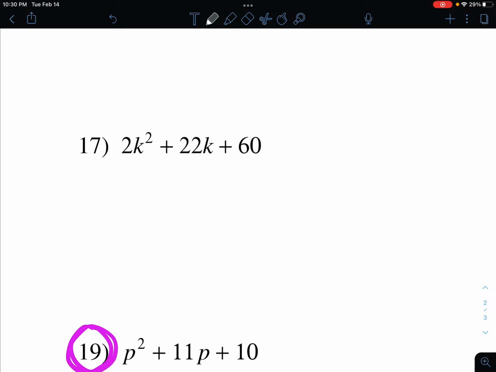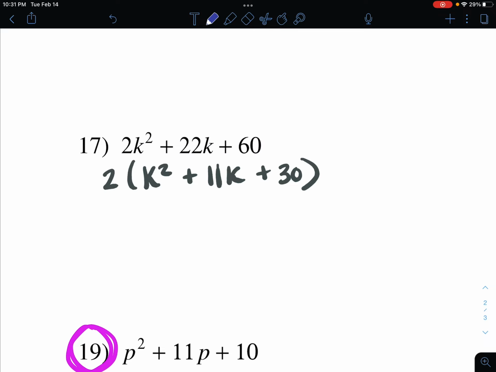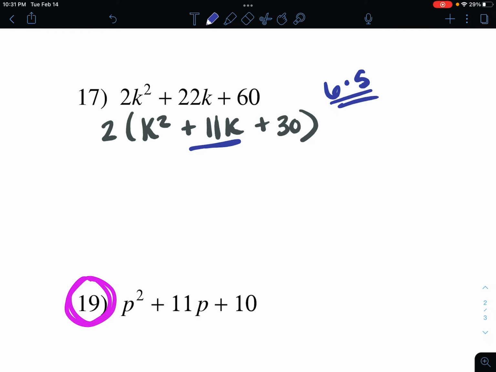Okay, let's just look at number 17. I'm trying to keep it all positives here. Obviously the greatest common factor is 2, right? So let's do this one: 2k squared plus 11k plus 30. Now this one I can factor, because think about what the factors of 30 are. If I do 6 times 5, that's 30, right? And if I add 6 plus 5, that's going to give me an 11. That's what I assumed that last one was going to do.